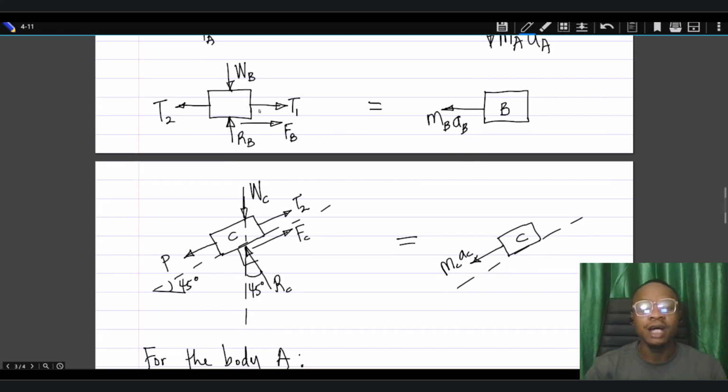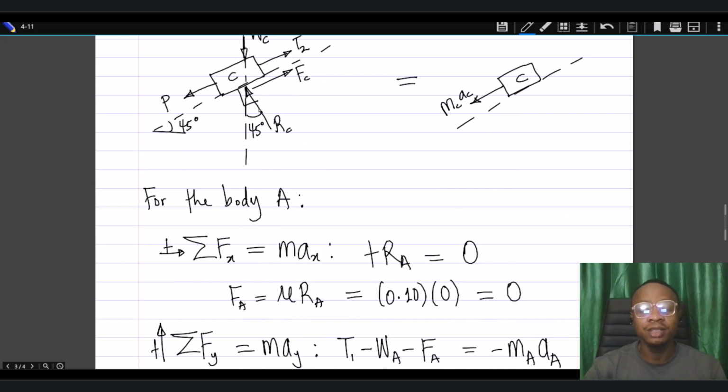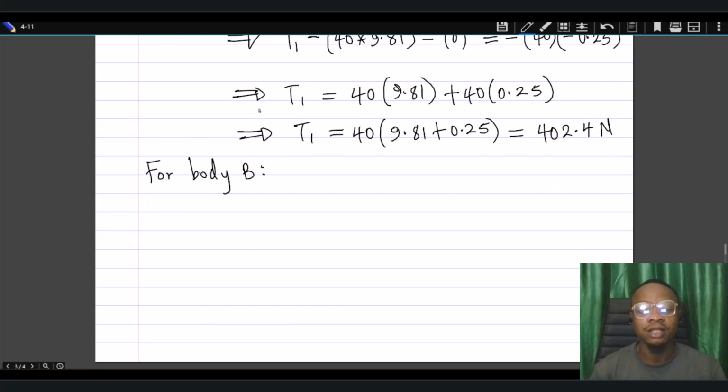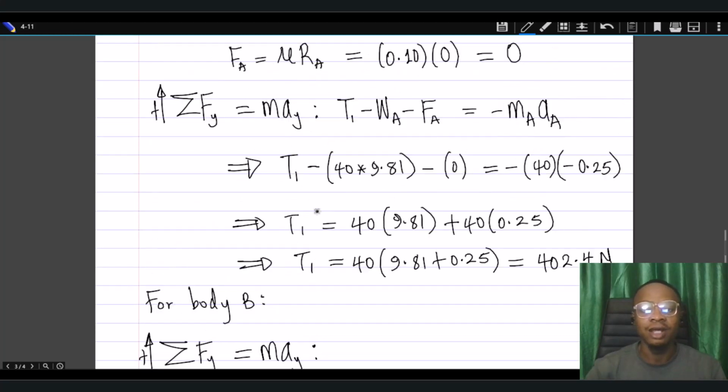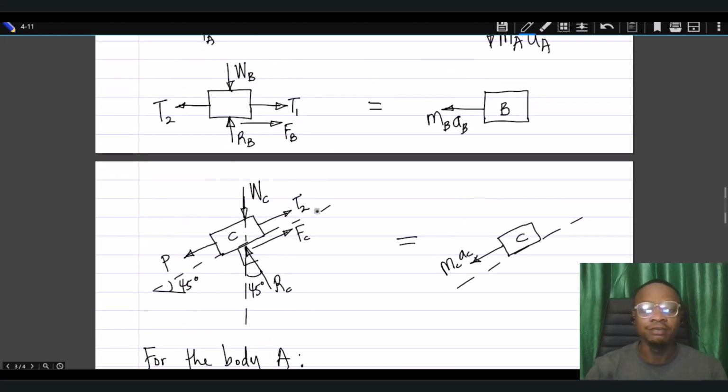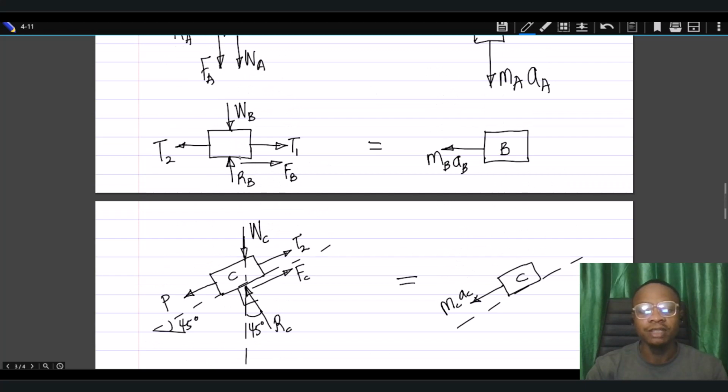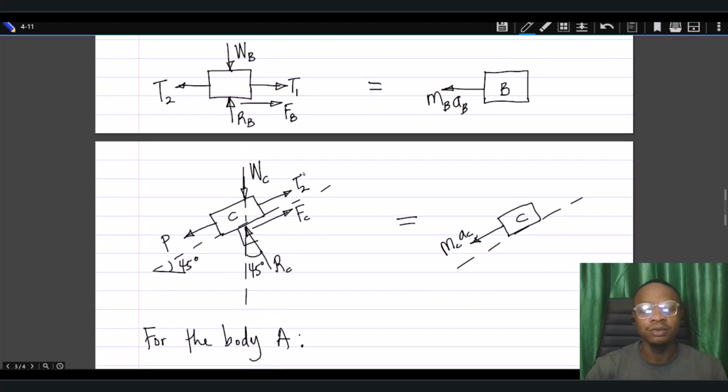So for that direction, that is the y direction. Let us take the summation of forces in the y direction first, of course taking the upward direction as positive. We equate this to the mass of the body multiplying its acceleration in the y direction. And for that, what do we have there? RB positive, WB negative. That's all we have there.